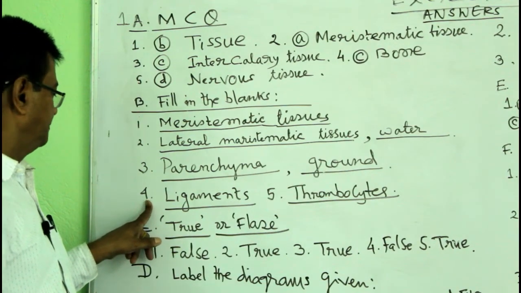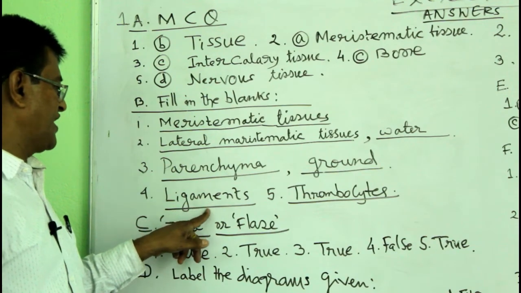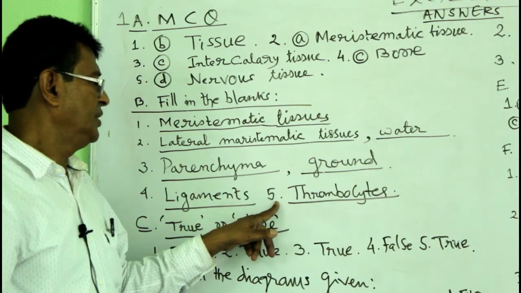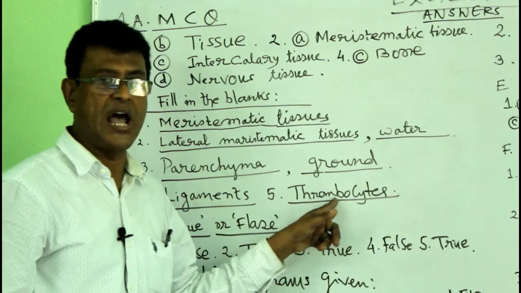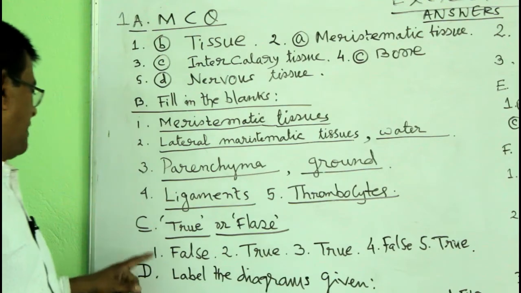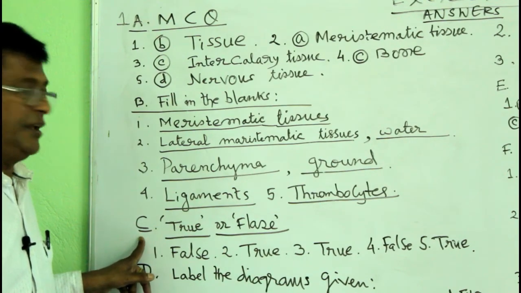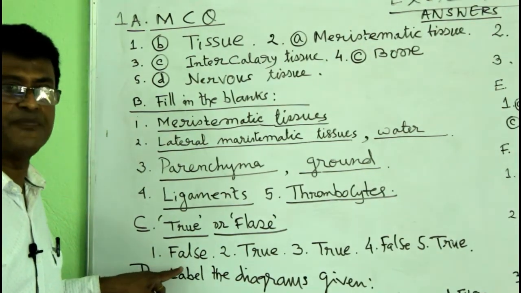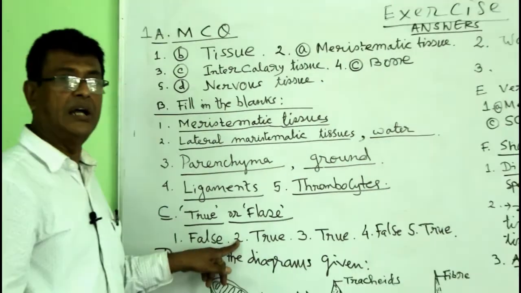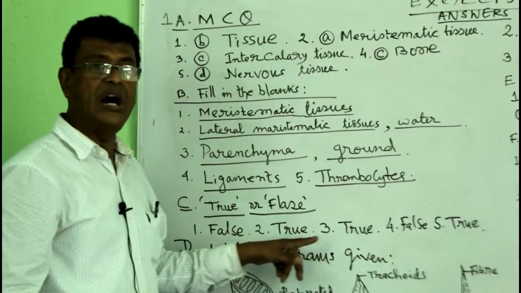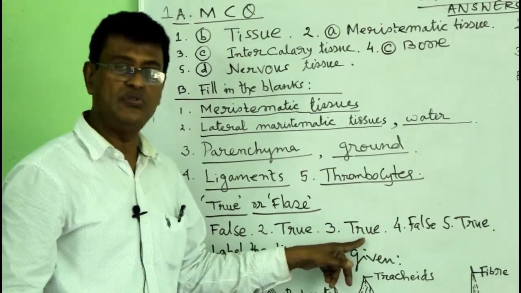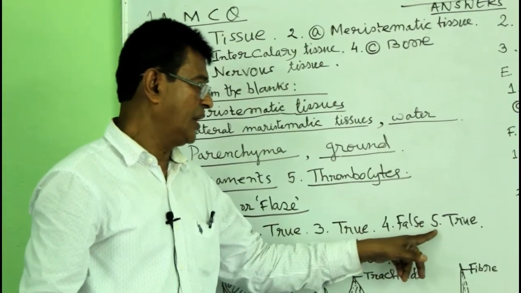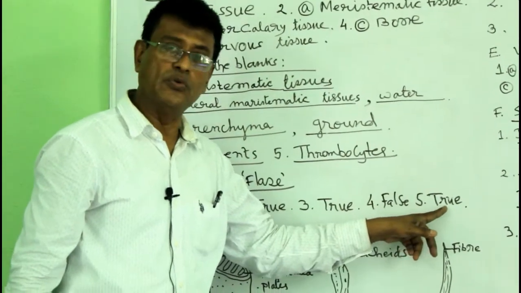Now number 4, the answer to the first blank is ligament, and number 5, the answer is thrombocytes. Now we come to true and false. First one, the answer is false. Second one, the answer is true. Third one, the answer is true. Fourth one, the answer is false. And the fifth one, the answer is true.